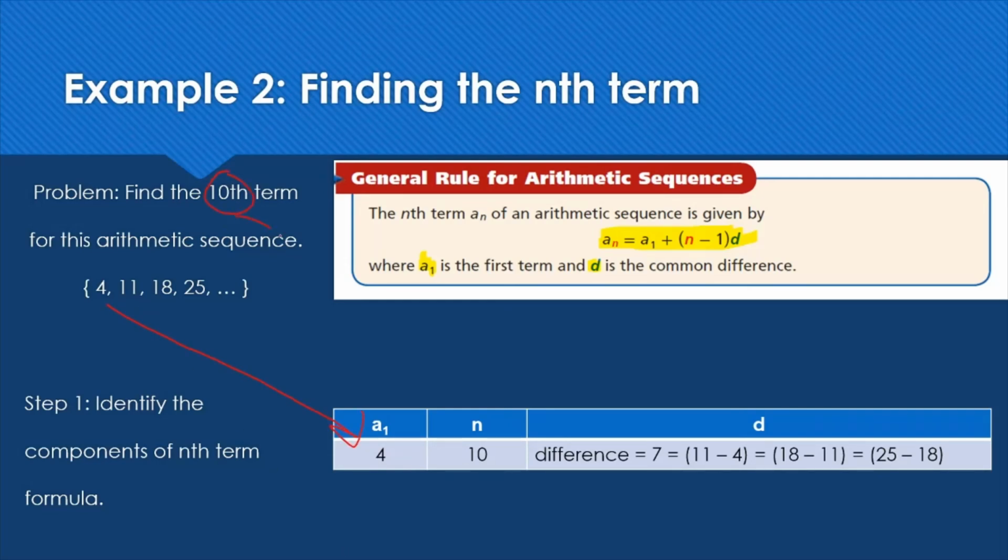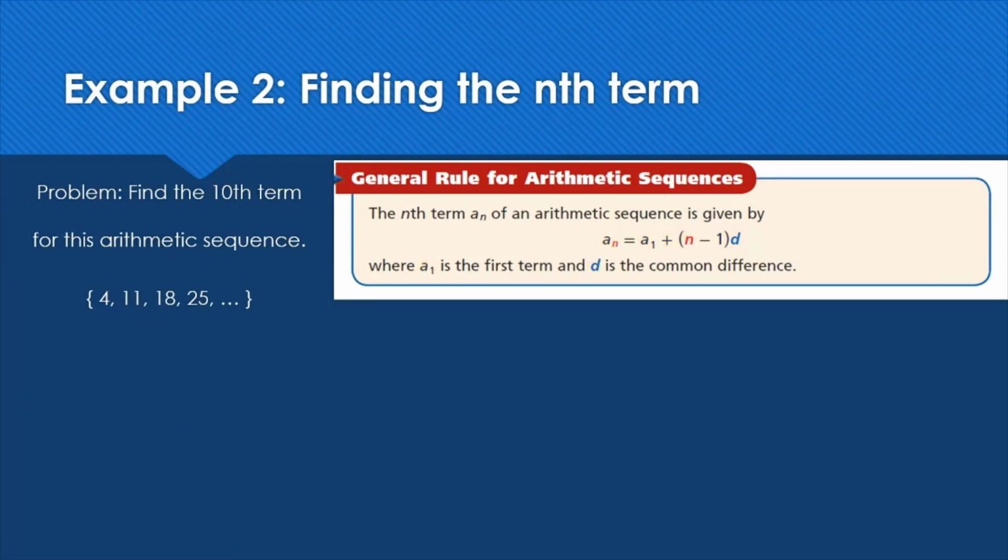We take the 10th term, so 10 is n. And then as you can see, we just did the calculation for the difference again. I didn't do a whole table for it this time, just to make it a little faster. As you can see, 11 minus 4 is 7, 18 minus 11 is 7, and then again 25 minus 18 is 7, so we do have a common difference, which then means that this is arithmetic.